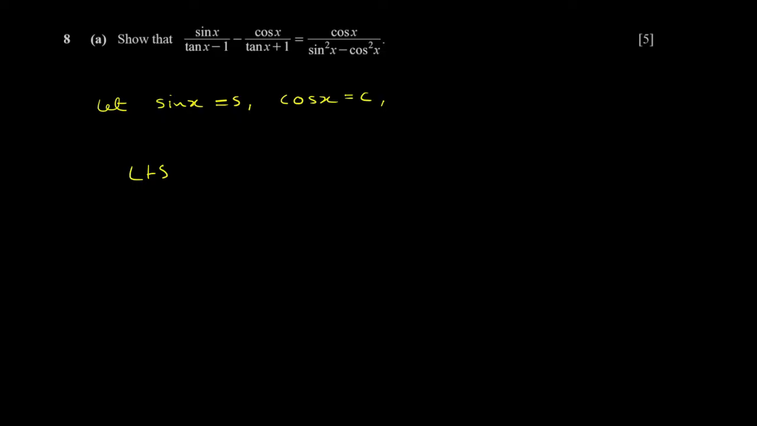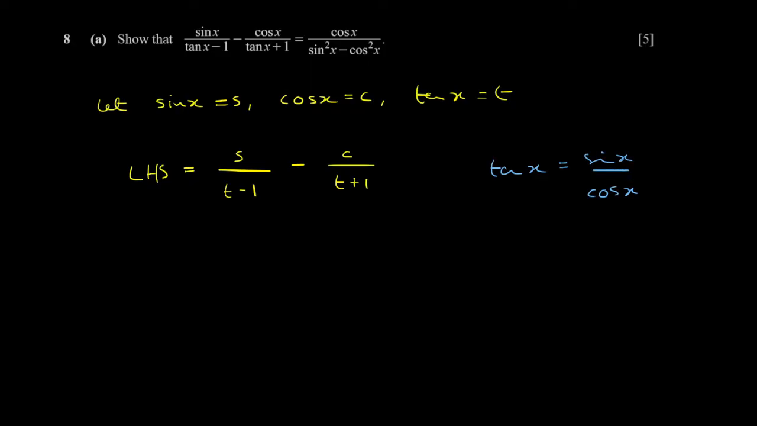Now then, the left-hand side is therefore sine divided by tan minus 1 minus cosine divided by tan plus 1. So I should write tan x is equal to t, isn't it? Now we're going to use the first identity, which is that tan x is equal to sine x over cos x. So that means that I can replace the tan with s upon c. So here I've got s over s upon c minus 1 minus c over s upon c plus 1.